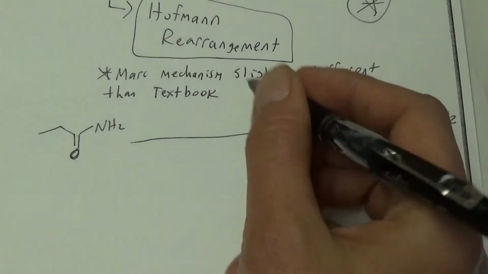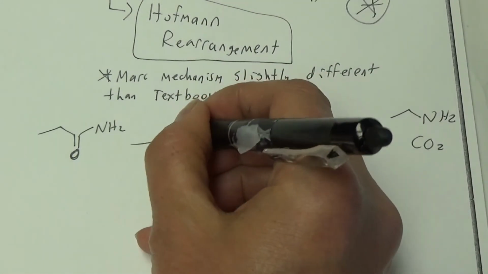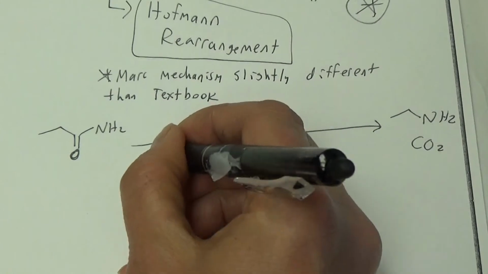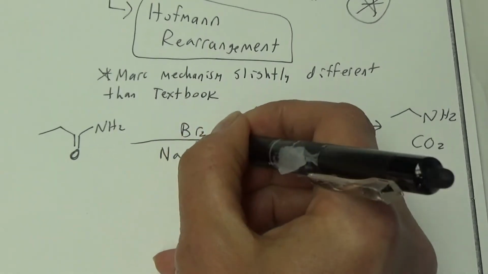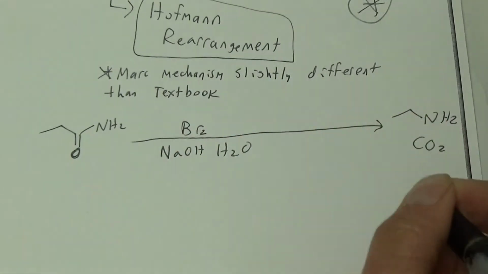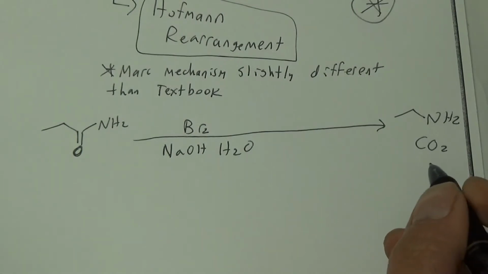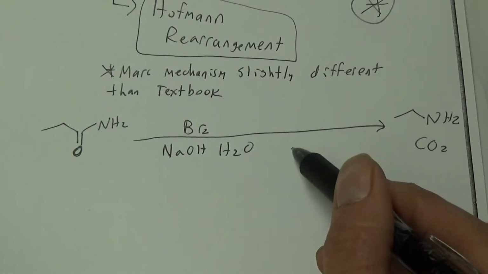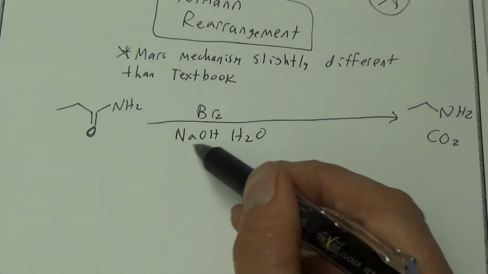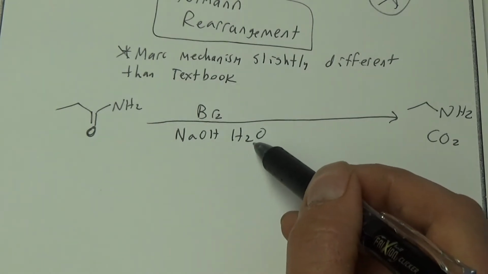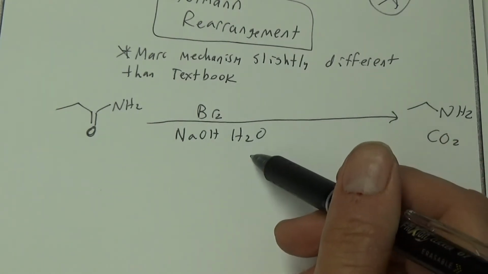So the reagents are Br2, NaOH, and water. Br2, NaOH, and water. Okay. And usually NaOH implies water, but we actually use water as a solvent here.